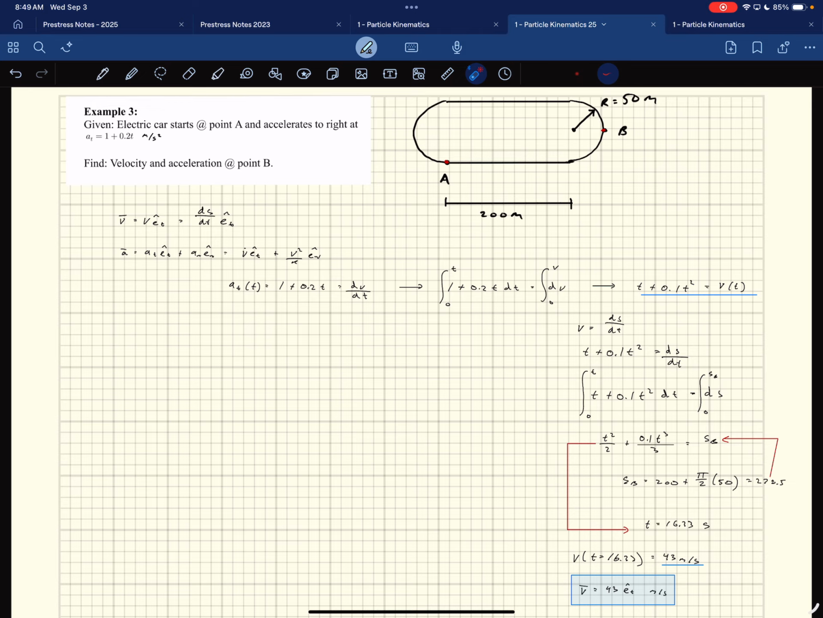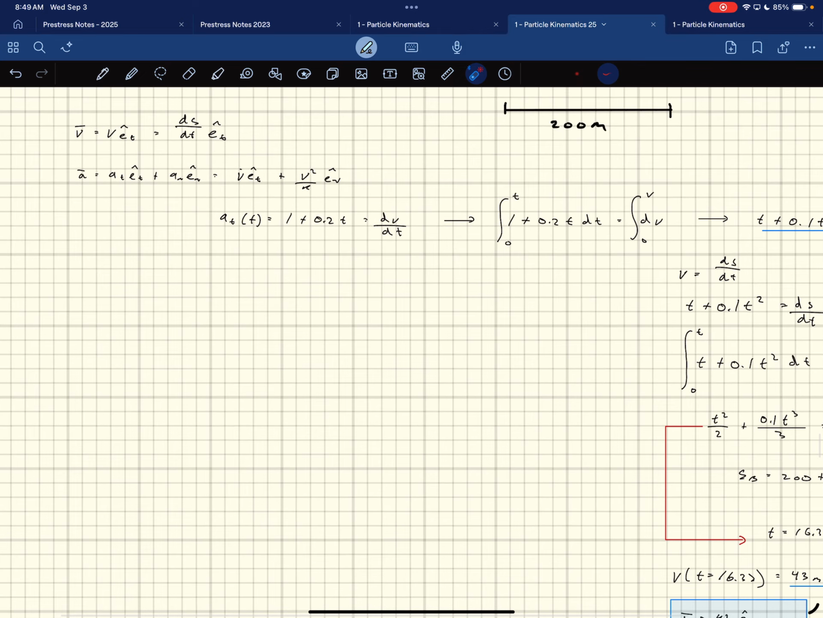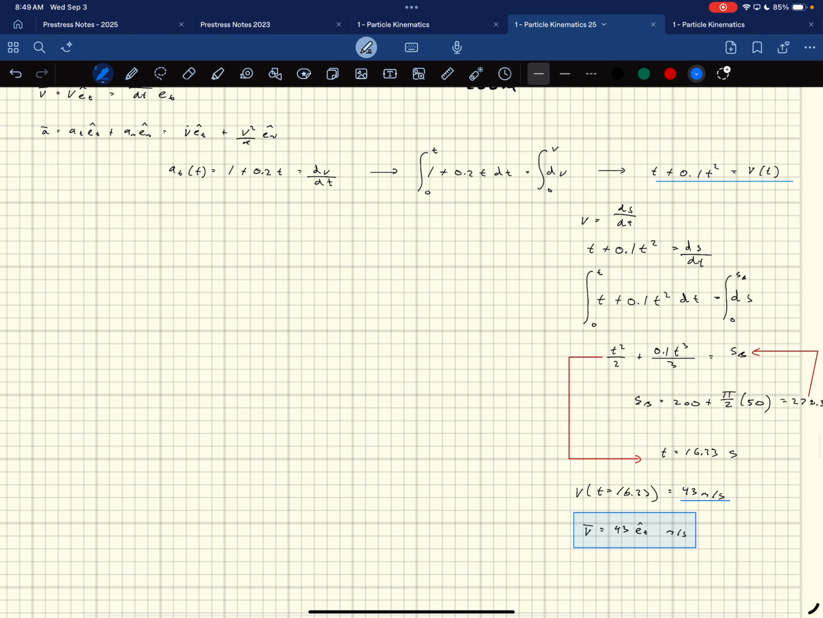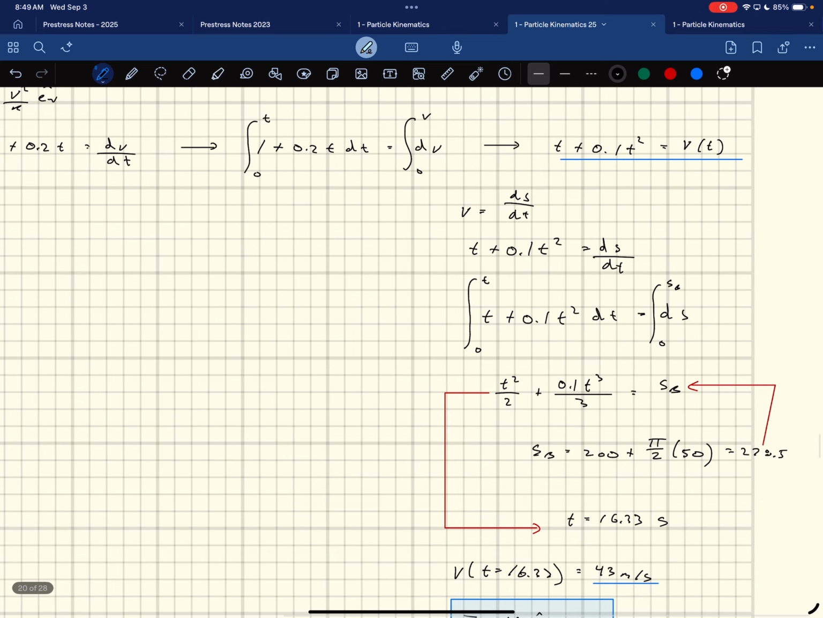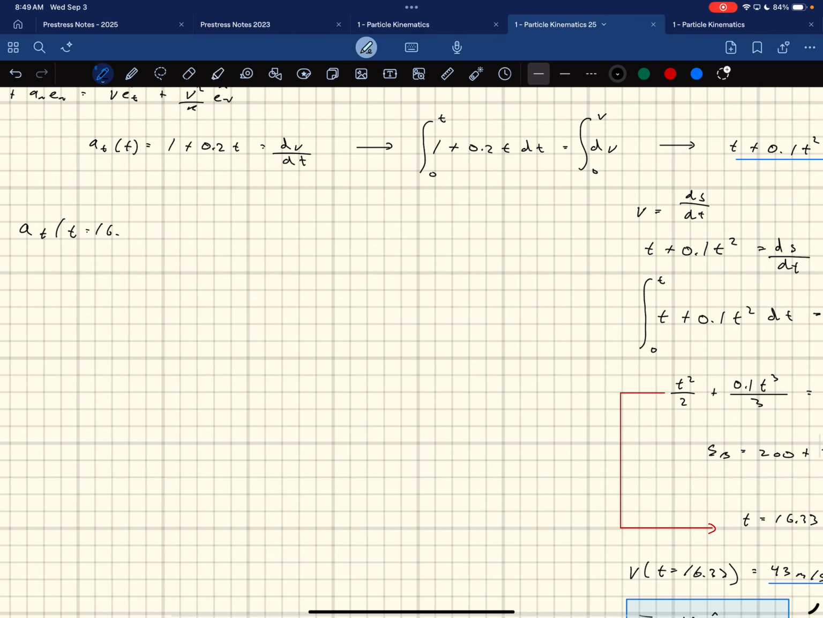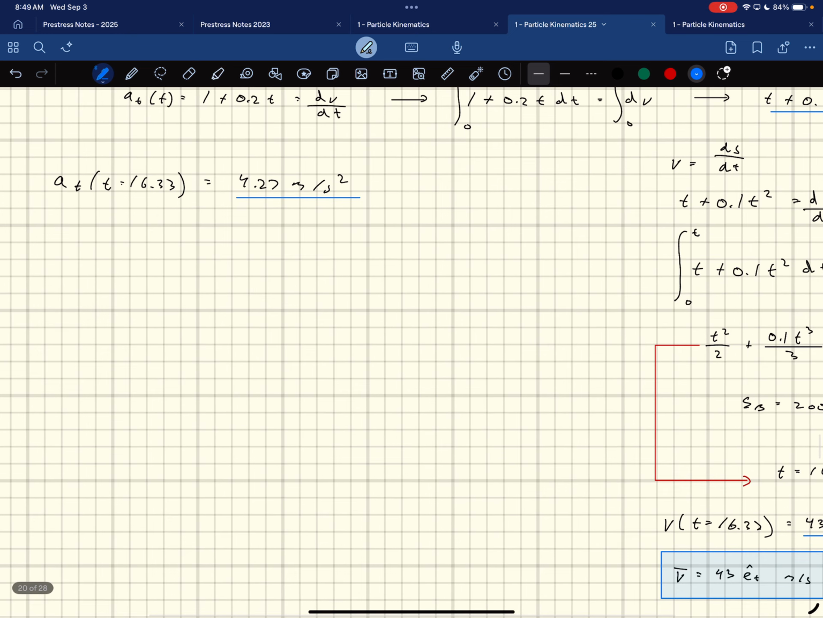Okay, so now we can come back. The last part of it is figuring out the acceleration, and we'll do that really quick. It's just right here. So I come back to AT. I figure out what AT is at t equal to 16.33 seconds, and you just plug it into that equation. That's 4.27 meters per second squared. AT was given to us. We know what that is as a function of time. So you plug in the 16.33 into that equation, you get 4.27.